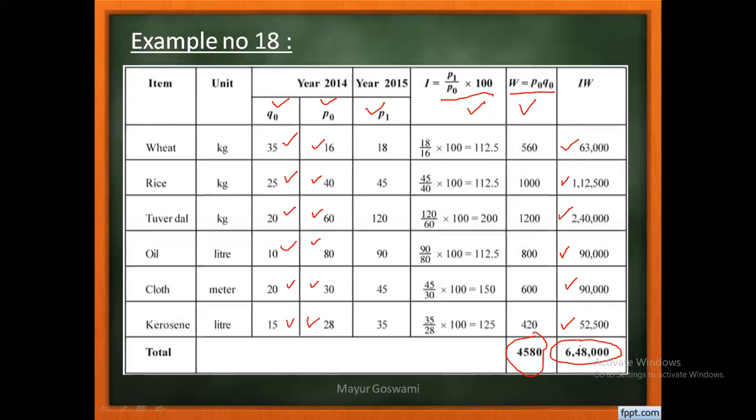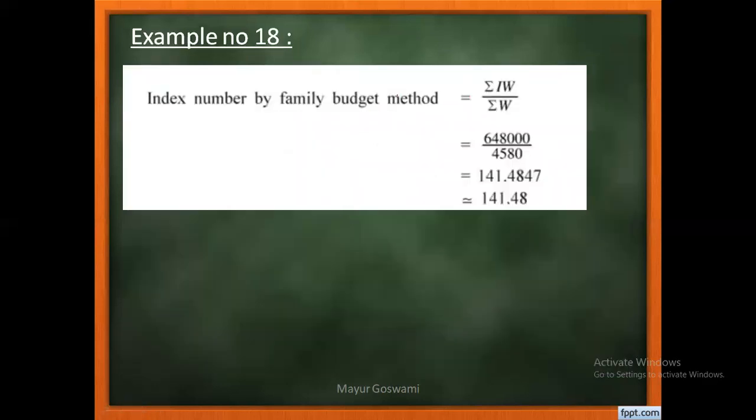So all the information required for the family budget method we have. Just put it into the formula. Sigma IW upon sigma W, 6,48,000 divided by 4580. Our answer is 141.48. Okay, I hope it is clear. Moving on to the next sum.